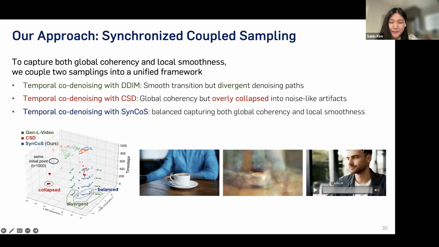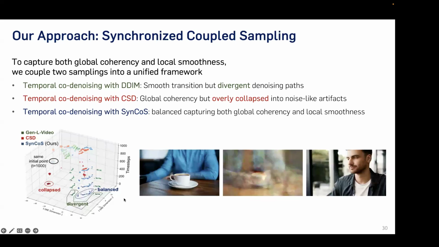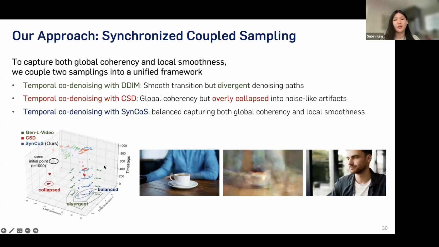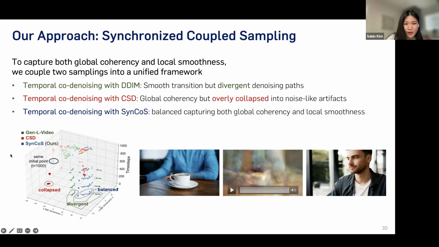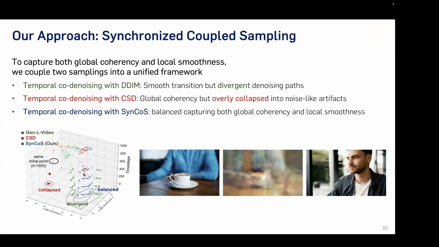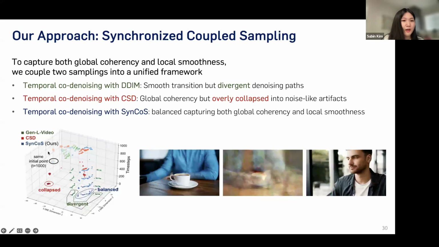Okay. All right. And this is the intermediate visualization. It might be a little bit confusing, but these are the final videos, and this is the visualization of intermediate denoising passes. That video gets divergent and this video gets collapsed, although they start from the same initial point. Okay, perfect. That makes more sense. Yeah. Okay. So thank you.